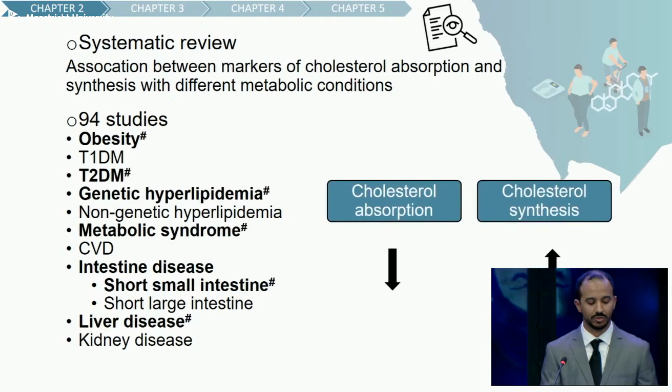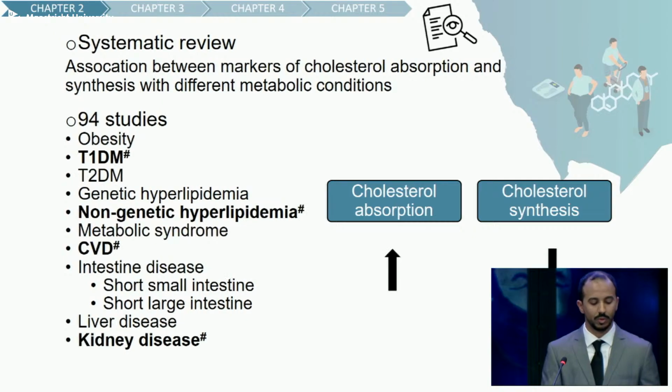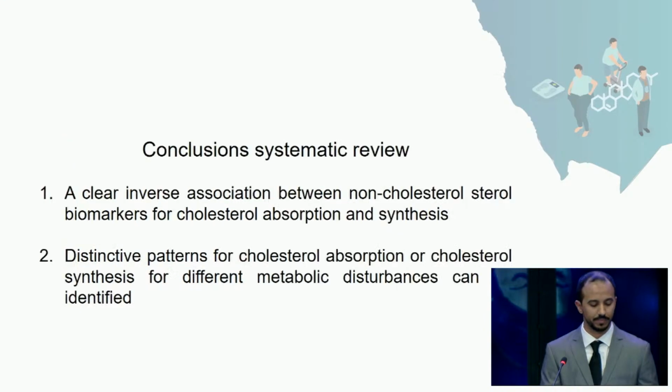The results showed that subjects with obesity, type 2 diabetes, genetic hyperlipidemia, metabolic syndrome, intestine and liver diseases have lower cholesterol absorption and higher cholesterol synthesis compared to the controls, while subjects with type 1 diabetes, non-genetic hyperlipidemia, cardiovascular disease, and kidney disease have higher cholesterol absorption and lower cholesterol synthesis as compared to the controls. From this systematic review, we conclude that there was a clear inverse association between non-cholesterol sterol biomarkers for cholesterol absorption and synthesis, and the results suggest distinctive patterns of cholesterol absorption or synthesis for different metabolic conditions.